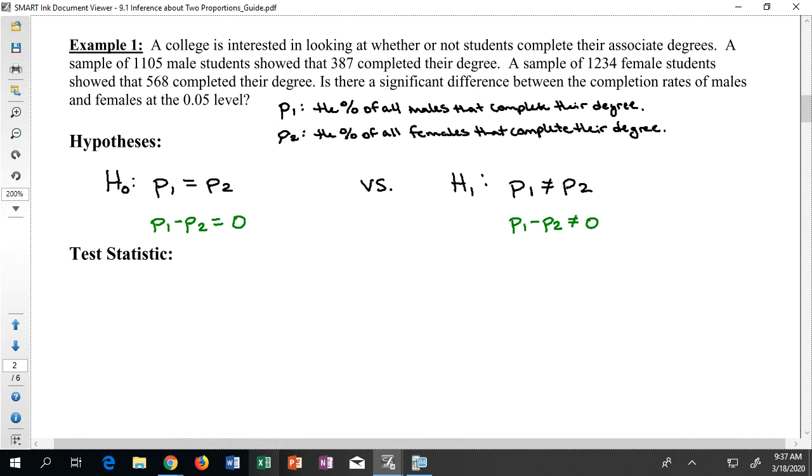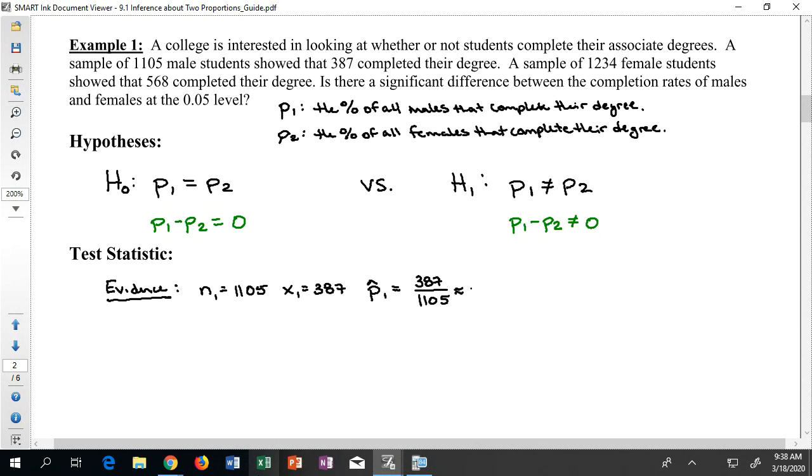Okay, now we're going to go down to our test statistic and start to write out some of our sample evidence. Okay, so I'm going to start by taking a look at the males. I should have surveyed a certain number of males, and that looks like that was 1105. A certain number of males completed their degree, and so I should get a p hat number 1, which would be from 387 over 1105.